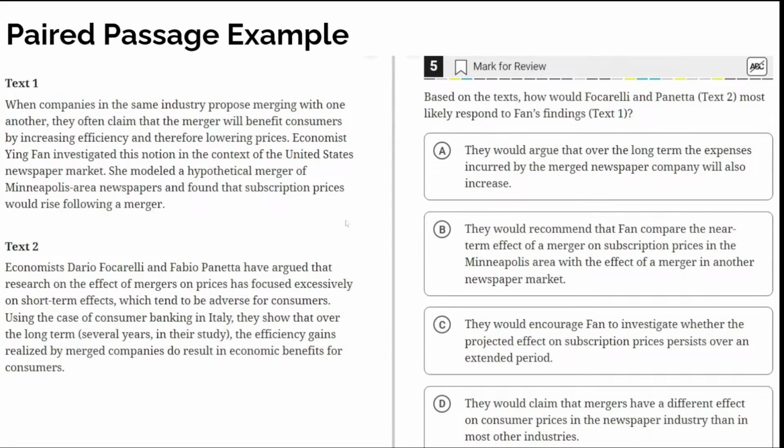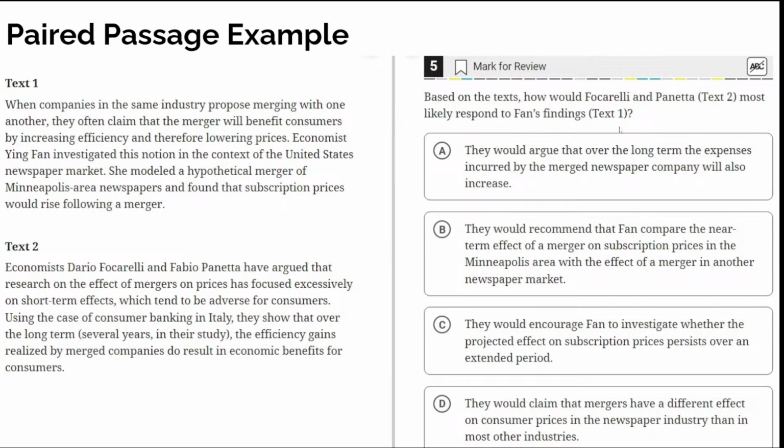So this is what a paired passage question looks like. I have not seen a lot of these on the test. When I took the practice test, I only saw like 2 on the first test I did, and I saw like 2 or 3 on the second test. But anyway, this is what you're going to see. Right away, you're going to see text 1, text 2. We're going to ignore all that for now, and we're just going to look at the question on the right. Make sure I read this carefully. It says, how would Focarelli and Panetta most likely respond to Fan's findings?